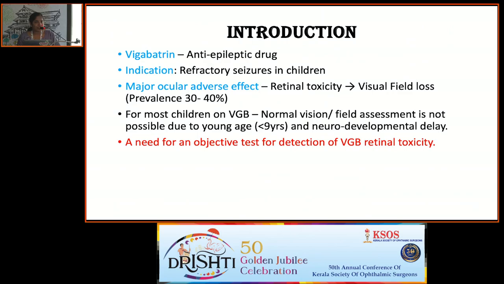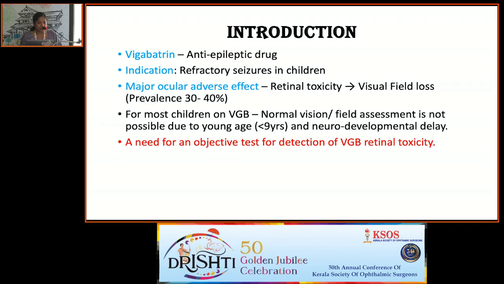But the major ocular adverse effect is retinal toxicity, which is manifested as visual field loss and is estimated to have a prevalence of about 30-40%. But for most children on vigabatrin, a normal vision or field assessment is not possible due to their young age or neurodevelopmental delay. So there is a need for an objective test for the detection of the toxicity.